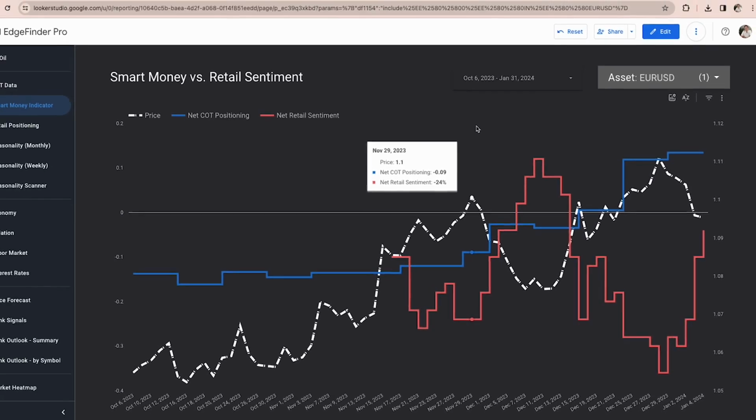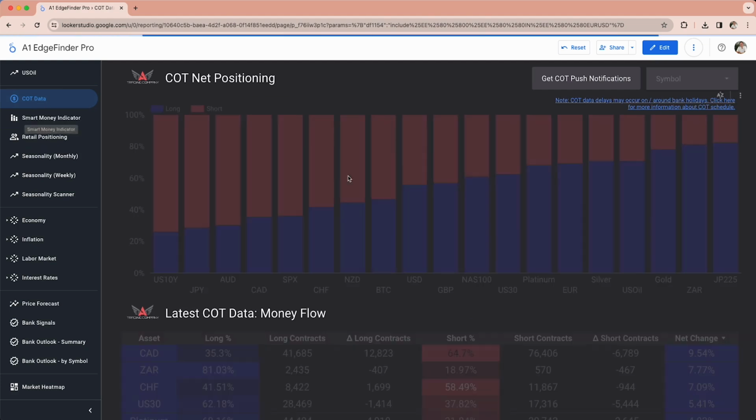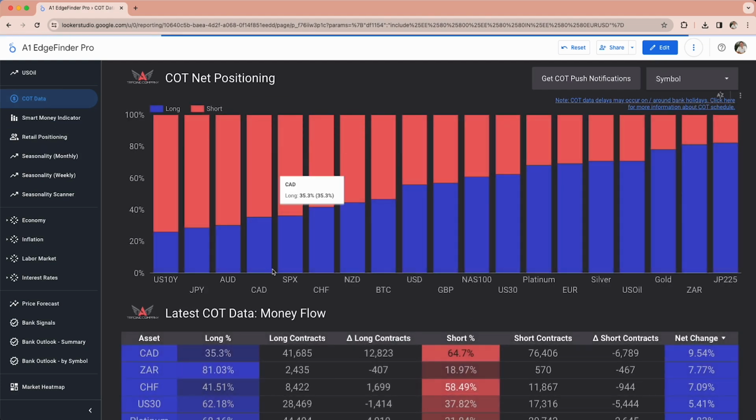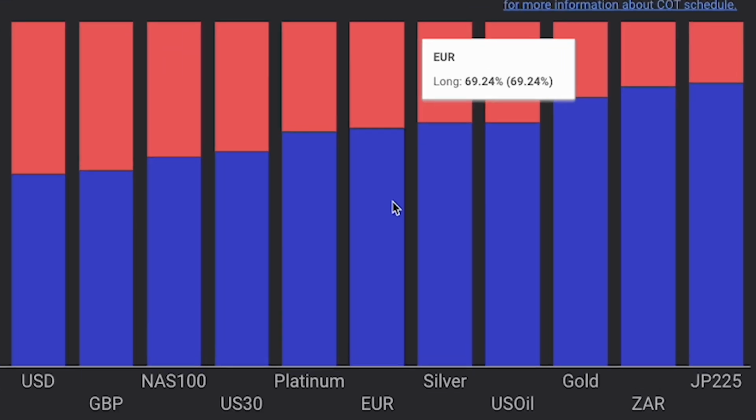And that's just one way that smart money is taking advantage of retail traders going bullish or going bearish in the market. Now, this is not the only place that we can look at COT and retail sentiment. We actually have all of our COT data here, and we can see that currently COT is still long on the euro. They are 69% long compared to 30% short on the euro right here.